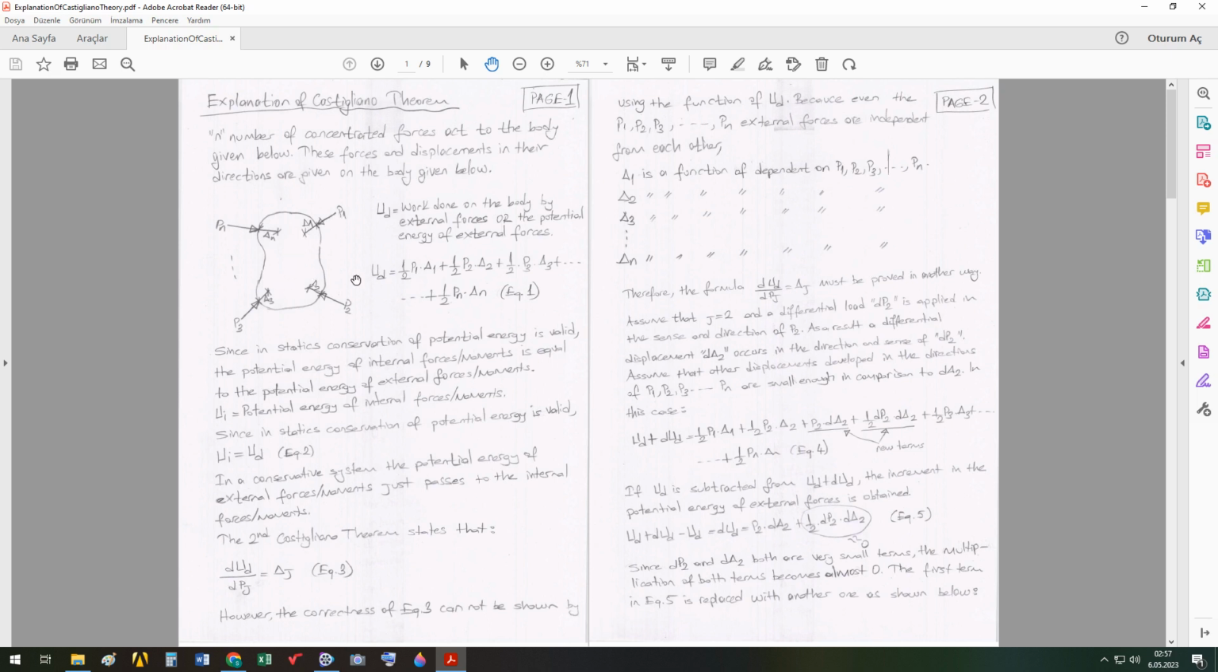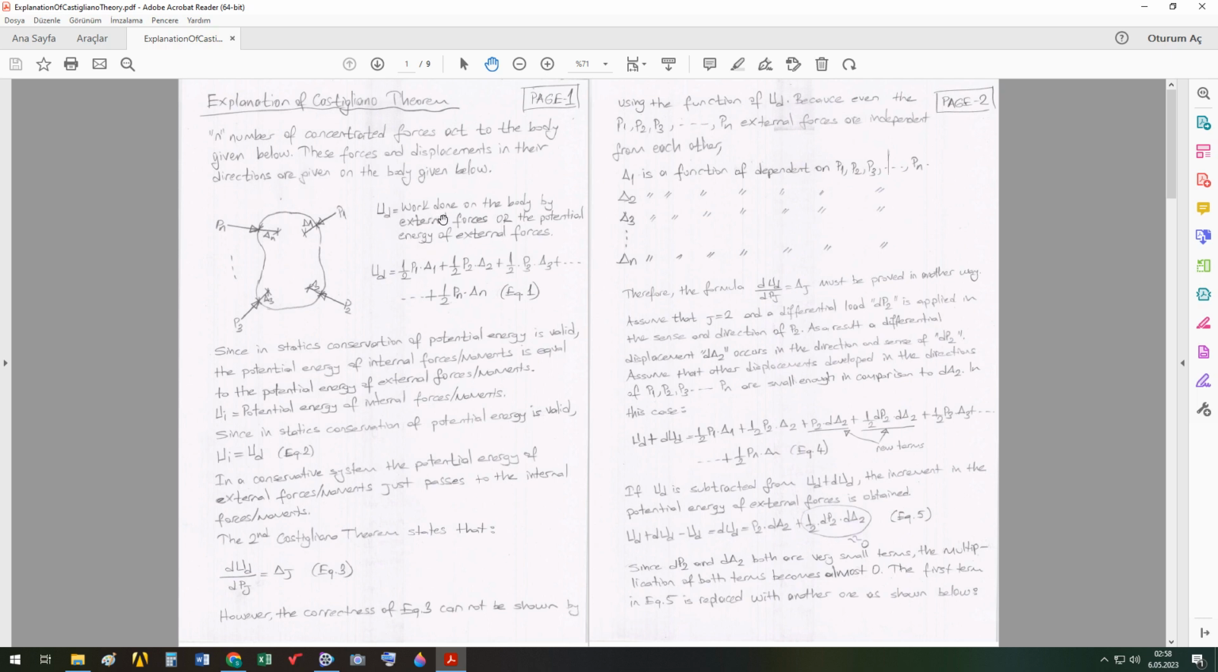So there are P1, P2, P3 and n number of forces, concentrated forces acting on the body. And in the direction of these concentrated forces, there are delta 1, delta 2, delta 3 and delta n number of displacements that occur in the body. There are displacements, but also these are the deformations of the body. Actually, let's say displacements of the body.